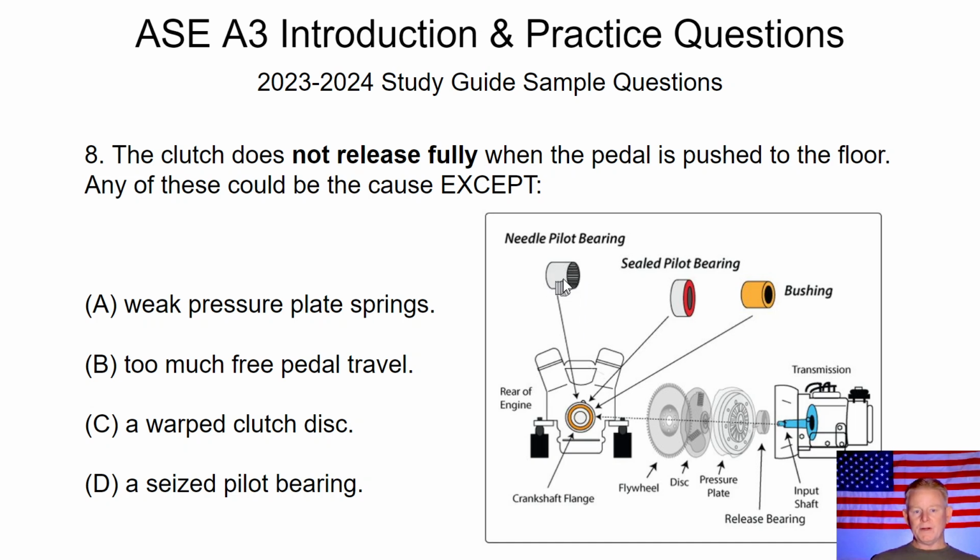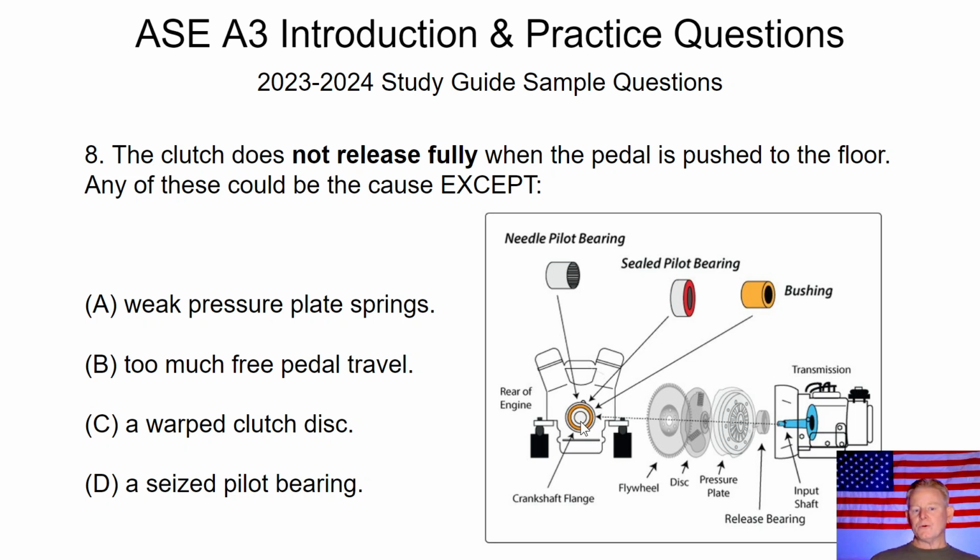Some use a needle bearing in there that's pressed into the end of the crankshaft. Some have used a sealed pilot bearing, probably the most common now in our current age. And then some use a bushing that typically was a brass bushing, and it was what we called oil impregnated. It was brass, so it was kind of porous, and it had been soaked in oil, and it was pressed into the end of the crankshaft.